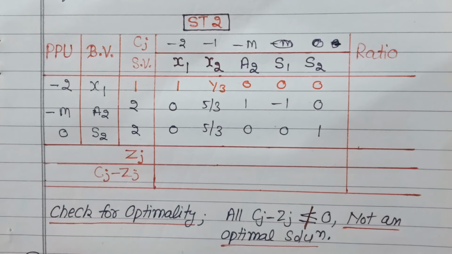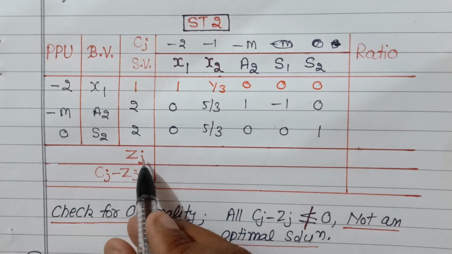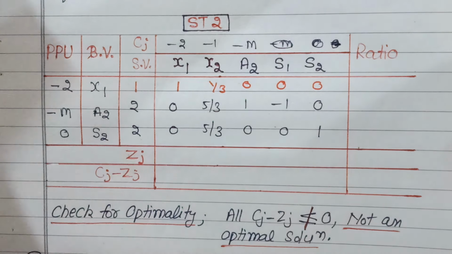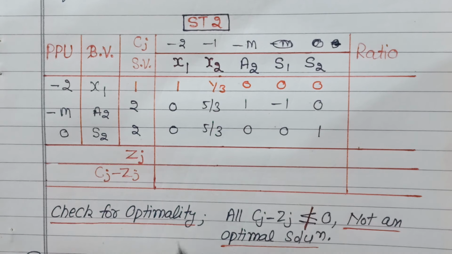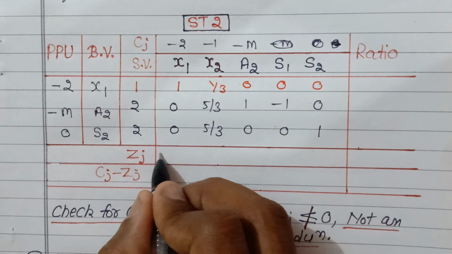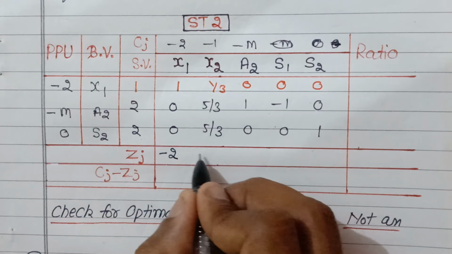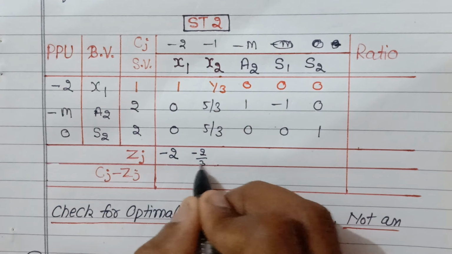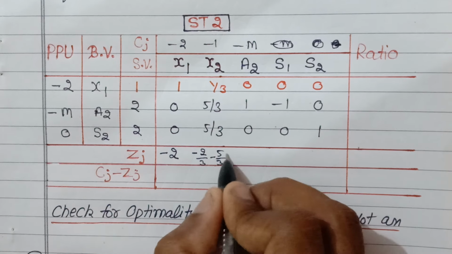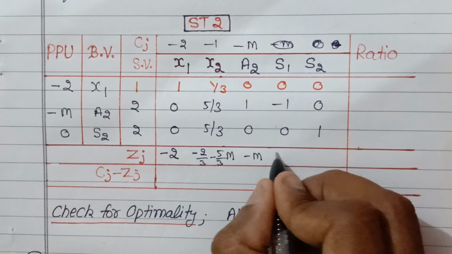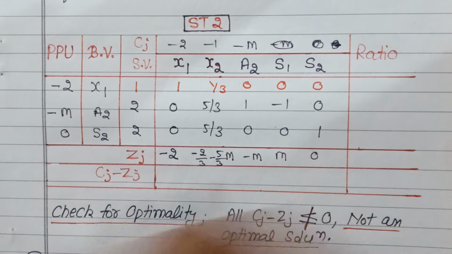Okay, now we will find the value of Zj. You already know the procedure of finding the value of Zj, so I am writing these values as they are. Okay, so if you solve for this column, the value will be minus 2, then this value is minus 2 by 3, minus 5 by 3 M. Okay, this value is minus M, this value is M, and this value is 0.